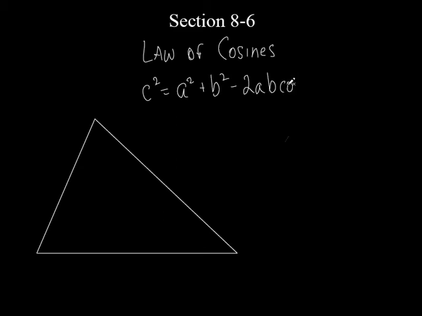2ab times the cosine of what? C. Now, this is a big C, a capital C. So what does that represent? The angle, that's right, because you can only take the cosine of an angle. You can't take the cosine of a side. You follow me? So I would never take the cosine of this side right here. You can't do it. You can only take the cosine of an angle. Everybody understand that? So that's capital C.